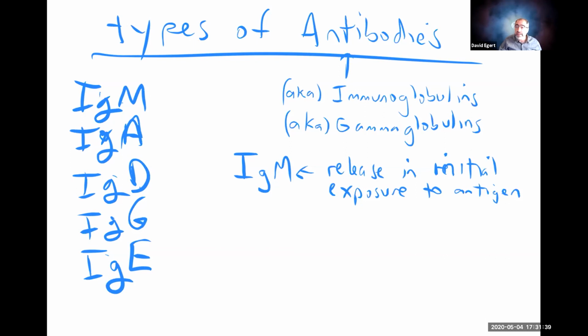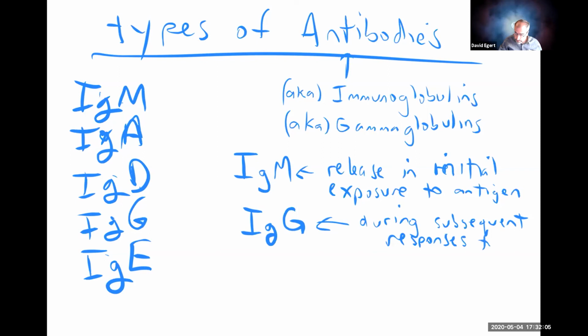Whereas if your memory cells are responding because you're seeing something you've already seen, that's going to be mainly IgG. This is during subsequent responses to antigen.